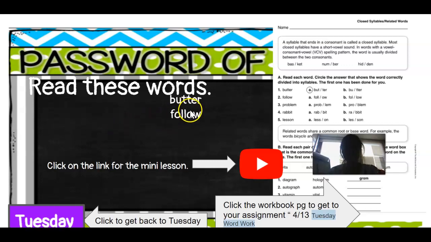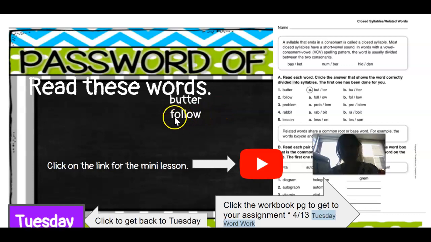Read these passwords. Here are our two passwords. I'm going to use word parts that I know to help me read these passwords. B-U-T, but, T-E-R, ter. If I blend it together, butter.